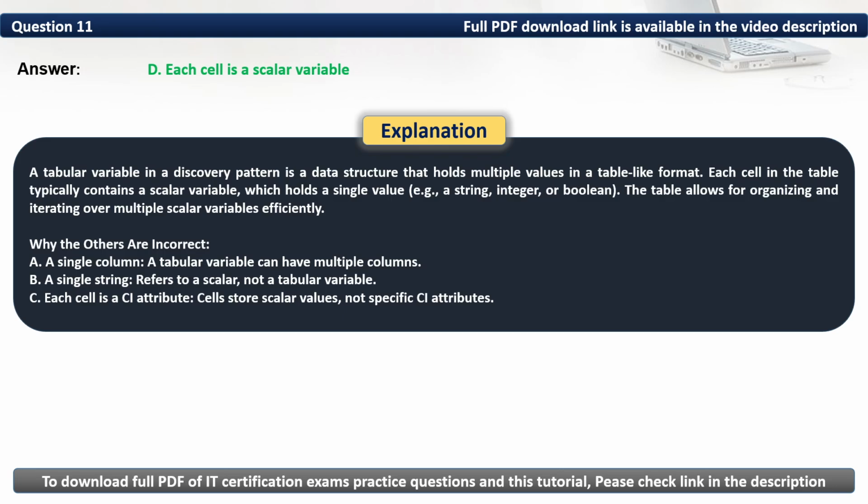A tabular variable in a discovery pattern is a data structure that holds multiple values in a table-like format. Each cell in the table typically contains a scalar variable which holds a single value. The table allows for organizing and iterating over multiple scalar variables efficiently.